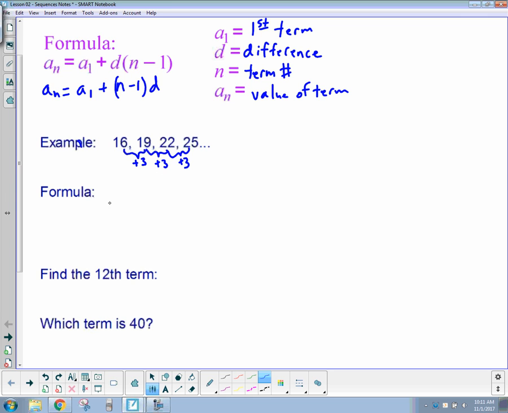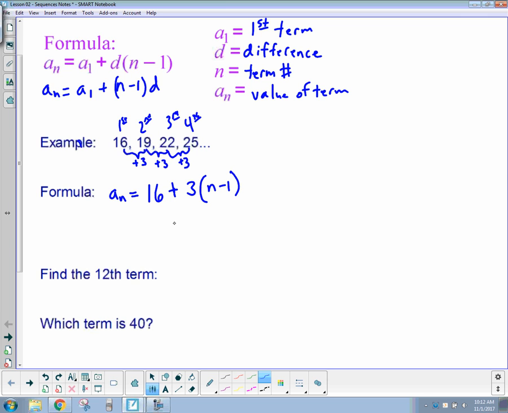So when it comes to writing the formula, I'm going to go AN equals A1, which is our starting term, because this was first, second, third, fourth. So first term 16, so 16 plus, let's see here, difference, I'm using mine, so 3, and then we just simply put n minus 1.